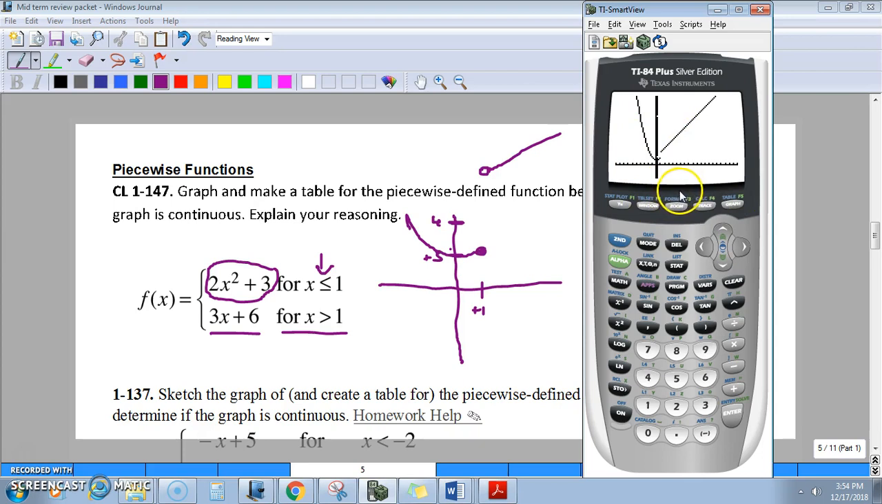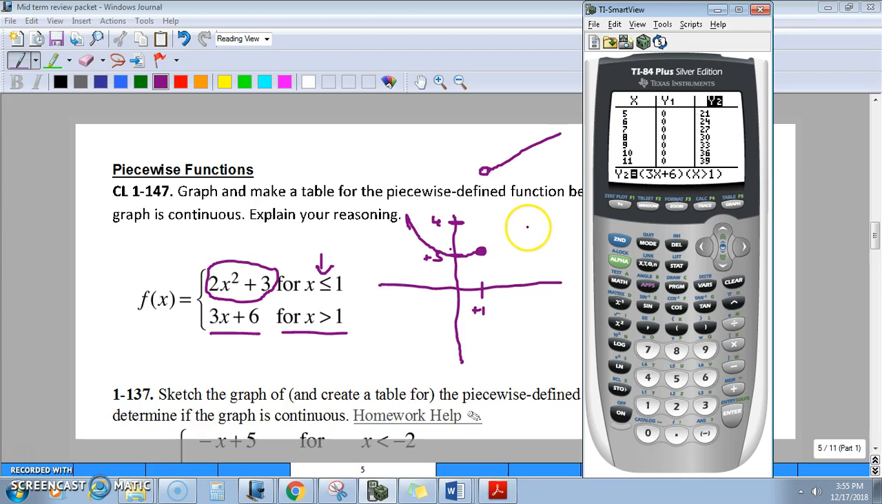And this is asking for a table, so we should just be able to go to our table, which is second graph. Okay, so here's the thing. Your table is only going to have y1 in it up until 1, and it's 5, and you can see it's 0 over here. And then it's going to scoot over here, and for 2 and everything after 2, it's going to be in y2.